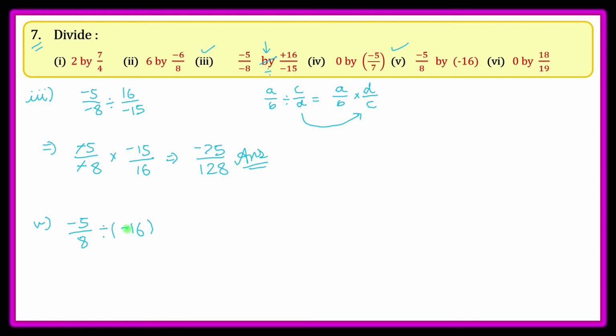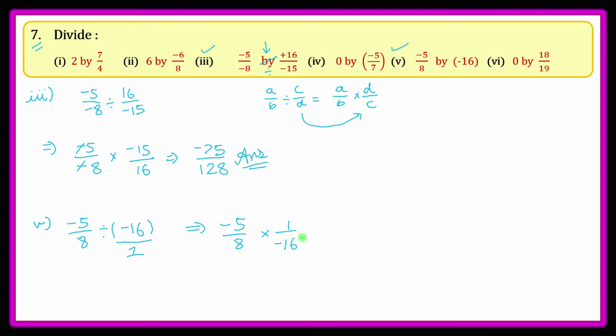And remember, division is there by a number, an integer, but you can write an integer as a rational number by placing 1 at the denominator, like this. So now it has become a rational number, so we can apply this property again. So it will be equal to minus 5 upon 8 into 1 upon minus 16.